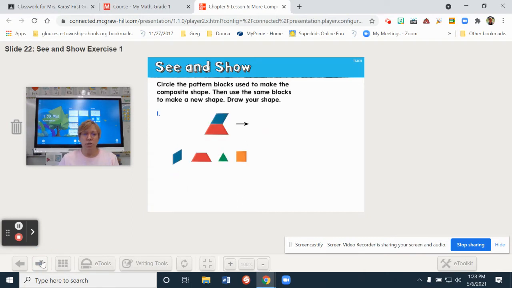All right, so let's look at number 1. Circle the pattern blocks used to make the composite shape. Okay, you can do that now. Then use those same blocks to make a new shape and draw your shape over to the side, all right? So make sure you circle the shapes that they used and then trace your new shape. Do that now.